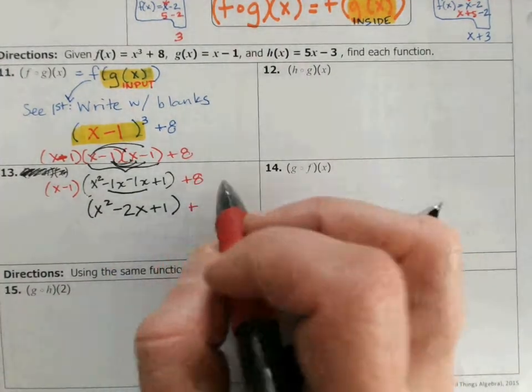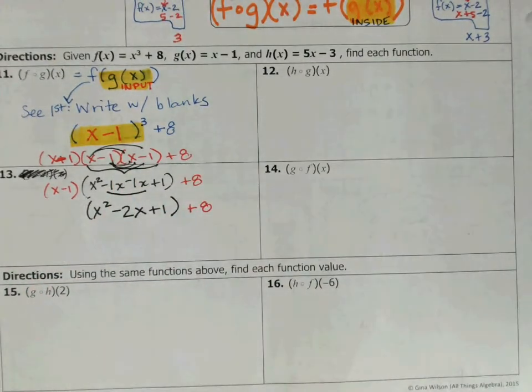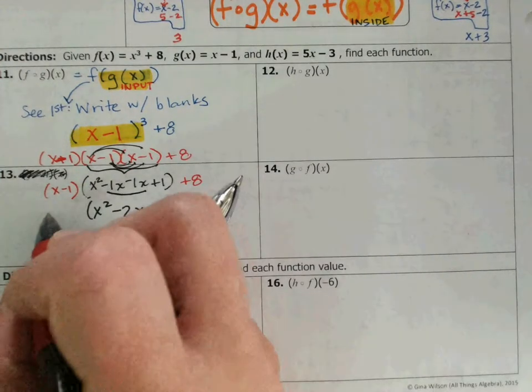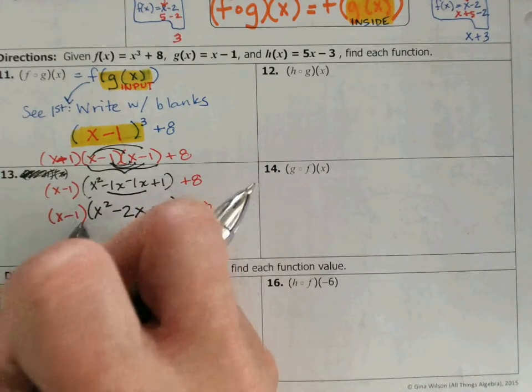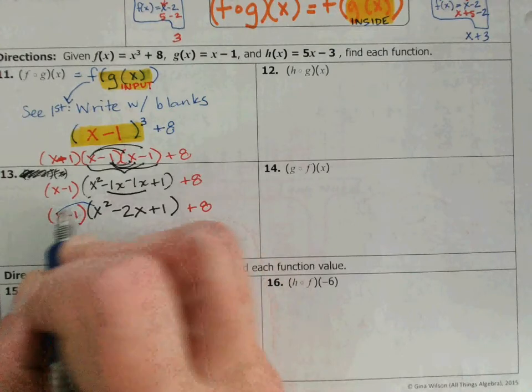Some of y'all can see how this is relating to the difference of cubes. A squared, b squared. All right, and pull this all the way down. And now, how do I solve this out? Yep, distribute again.